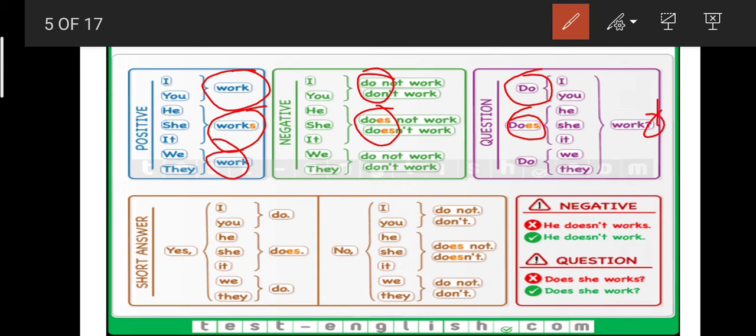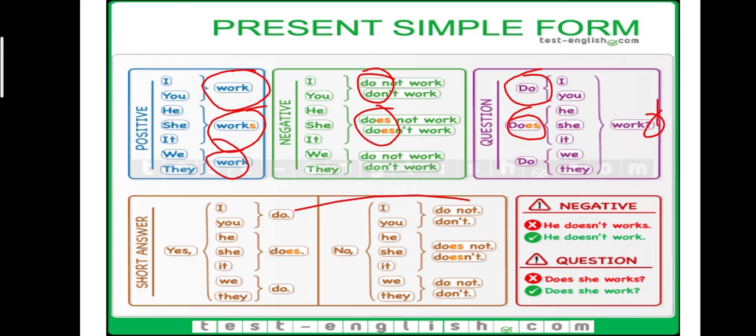And the answer for this question would be yes, I do. No, I don't. Yes, he does. No, he doesn't. Okay, so we use does or doesn't here with he, she, it, and don't and do with I, you, we, they. And this is what we call short answer. Yes, I do. Yes, he does. No, he doesn't, and so on.